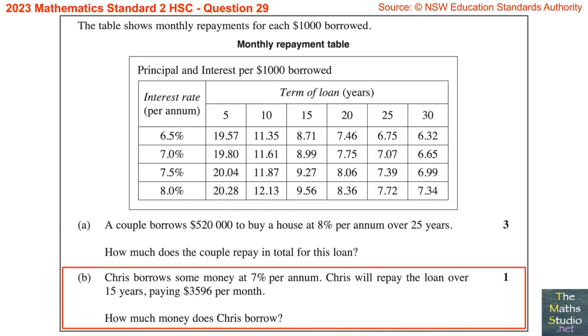Part B. Chris borrows some money at 7% per annum. Chris will repay the loan over 15 years, paying $3,596 per month. How much money does Chris borrow?